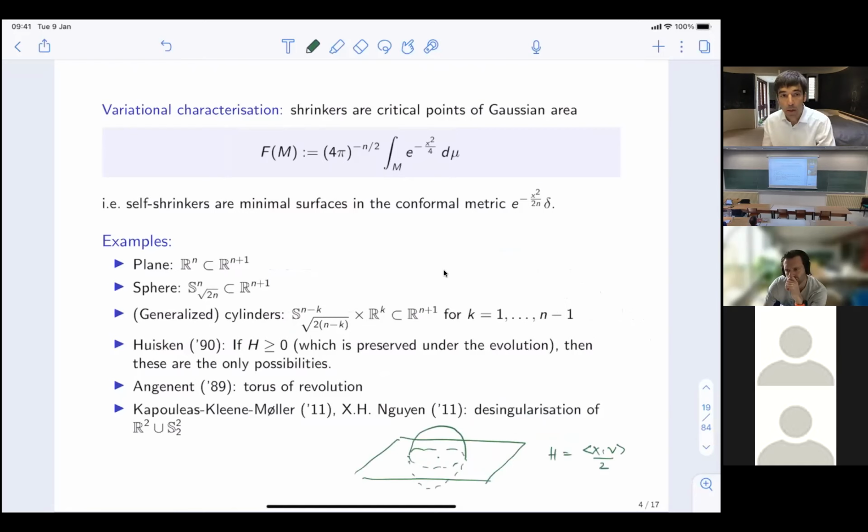And you all know constant mean curvature surfaces, and you know if you have two constant mean curvature surfaces with the same mean curvature, which intersect transversally, then you can usually desingularize by kind of gluing in little towers of little Scherk surfaces. We drill in little holes here and glue in Scherk surfaces. So this is what Kapouleas, Kleene, and Møller and Nguyen did. And here's a picture.